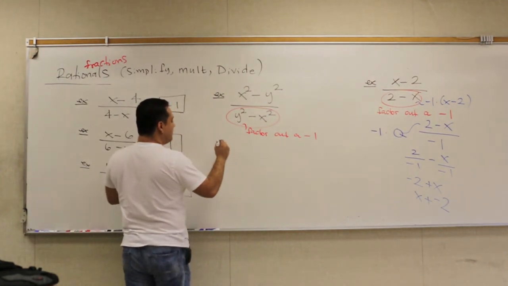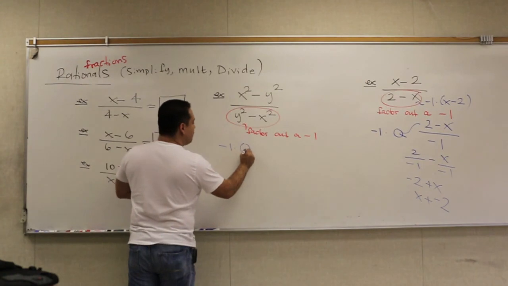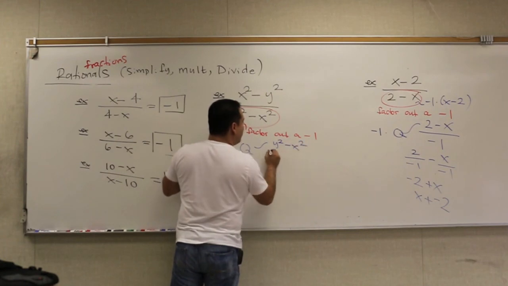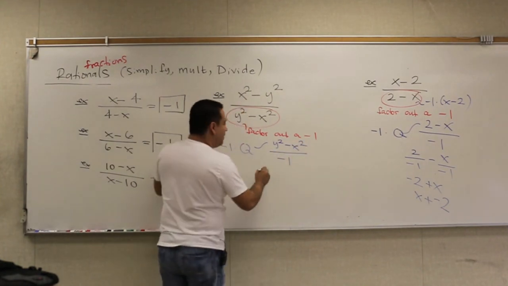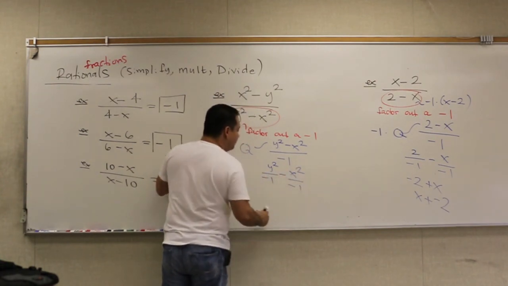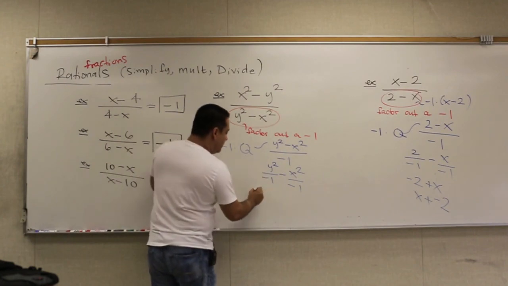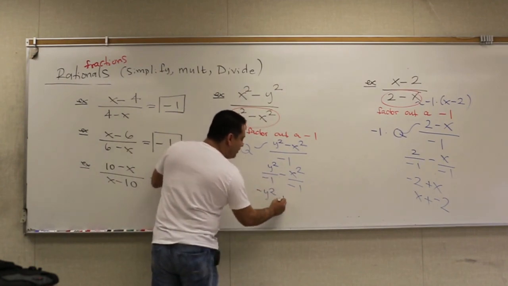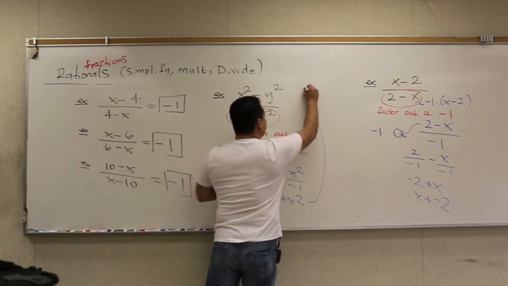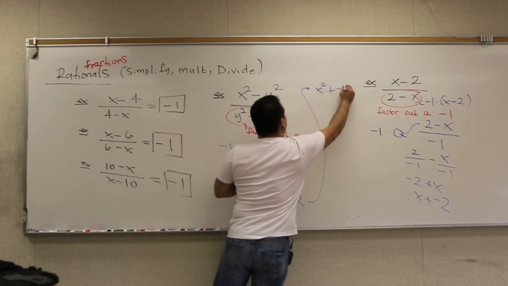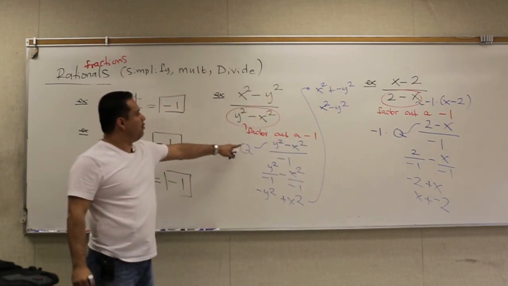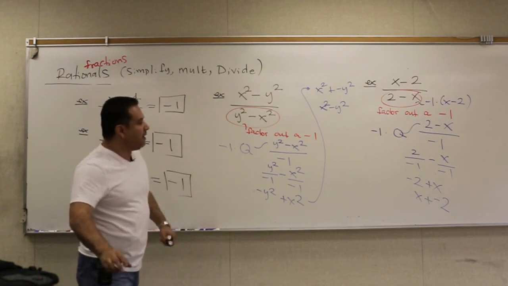How do I get the quotient? Y squared minus x squared divided by negative 1 is y squared divided by negative 1 minus x squared divided by negative 1. What's this? Negative y squared. And negative divided by negative is positive. So I can write this as x squared plus a negative y squared, or x squared minus y squared. That's my quotient.